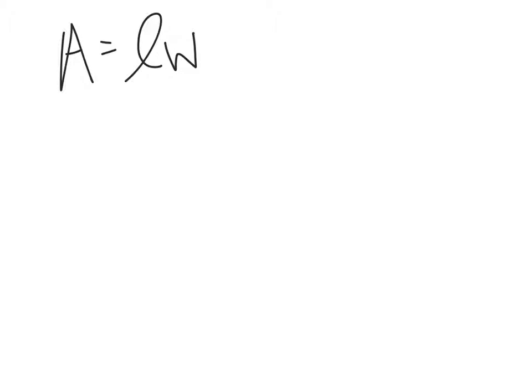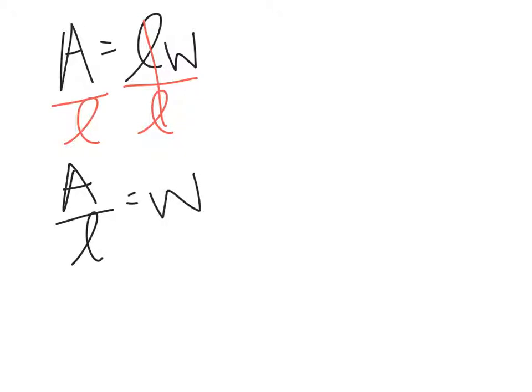So in this case, length times width, that's a multiplication problem, right? So how do we cancel out the L? We divide by L on both sides. Okay, and L divided by L is just 1, as we know, and that cancels. So now we have area over length is equal to width, and that's our formula to find the width.